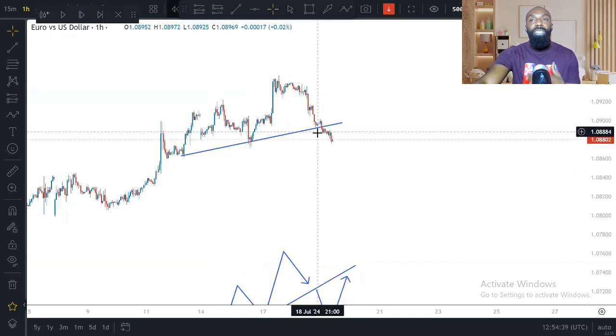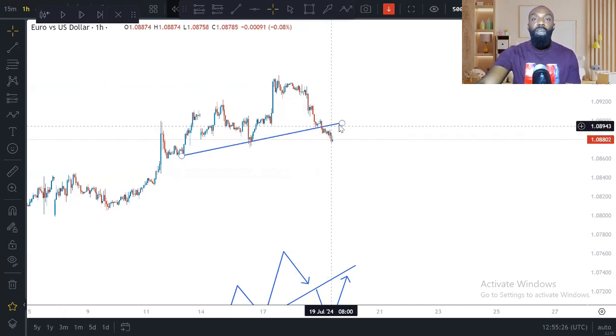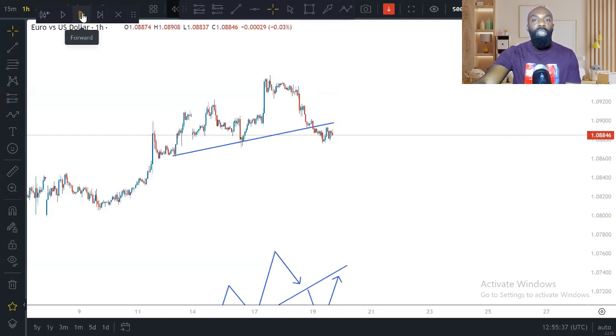Now, as soon as the price broke out of this trend line, that does not mean that I will just jump in. Remember, the strategy is break and retest, okay? So I will wait for price to go retest this trend line again, okay? As soon as price retests this trend line, that becomes a confirmation to me that this market is heading on the downtrend, okay? So let's continue and see what is going to happen here.